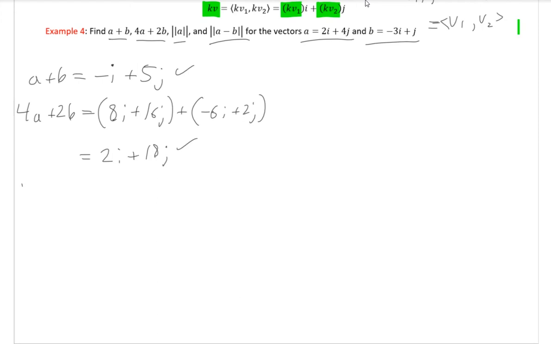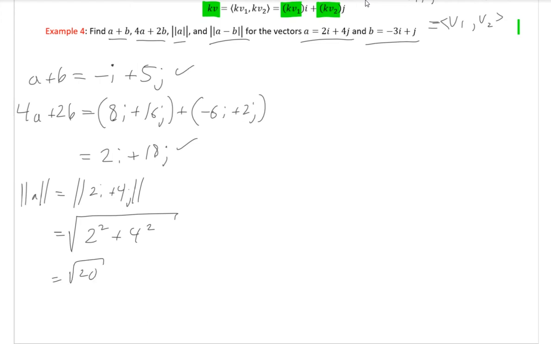How about the magnitude of a? The magnitude of a is the magnitude of 2i plus 4j. If you want, you can change this into 2, 4 and work with it that way. However, remember this is just the Pythagorean theorem. So the square root of 2 squared plus 4 squared. That'll give us 4 plus 16, which gives us 20, or 2 root 5. That'd be the magnitude of a.